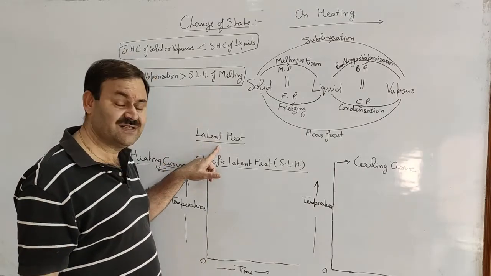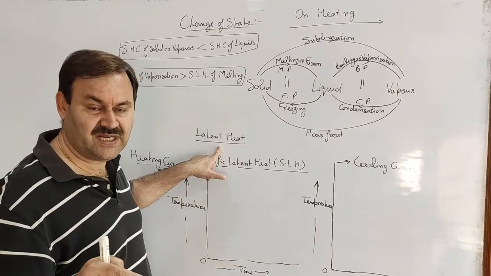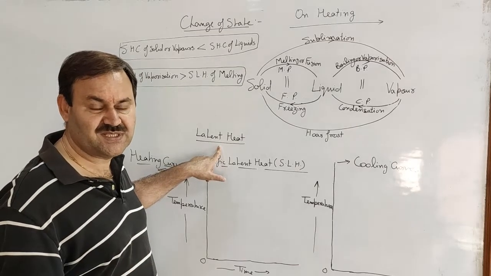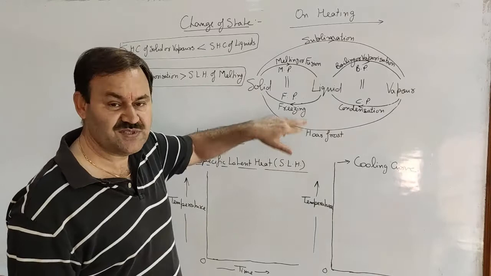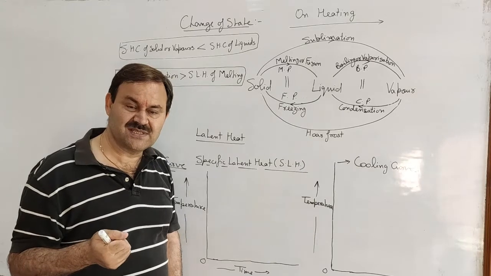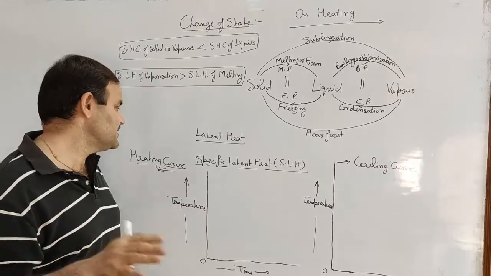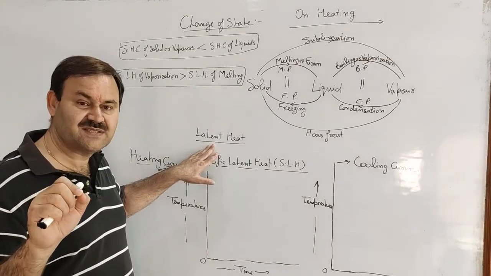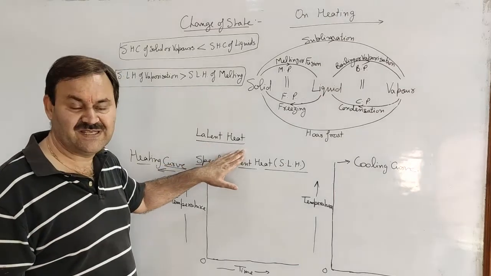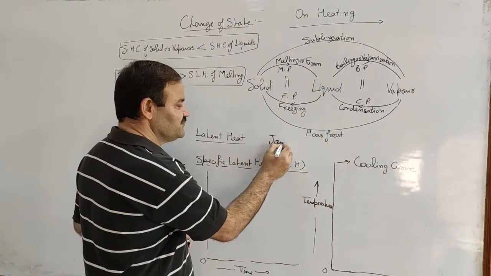Latent means hidden, and it is expected that on supplying or taking heat from a substance, its temperature should change. But we know during change of state, heat is either supplied to the substance or is taken away from the substance, and there is no change in its temperature. Hence, the heat utilized to change the state of a substance is called latent heat. Now, its SI unit will be joule only.